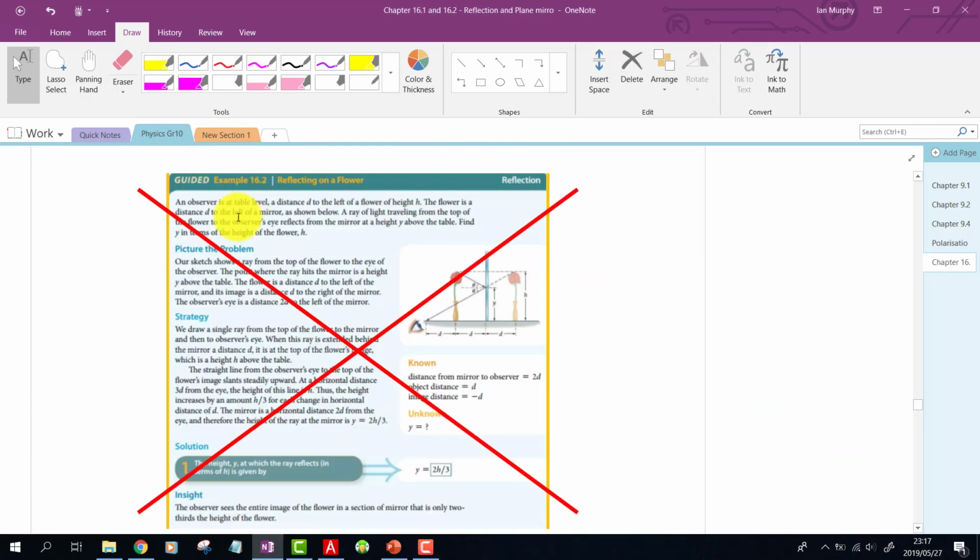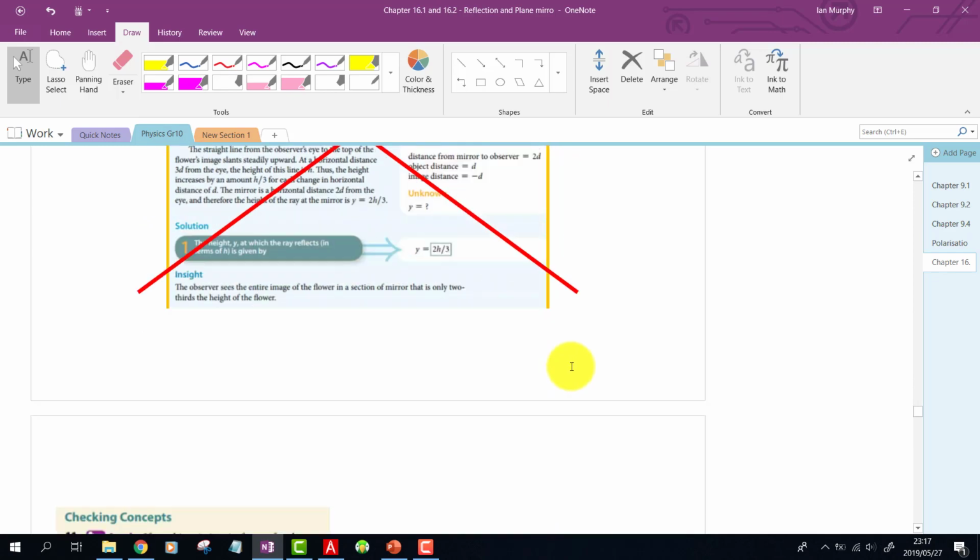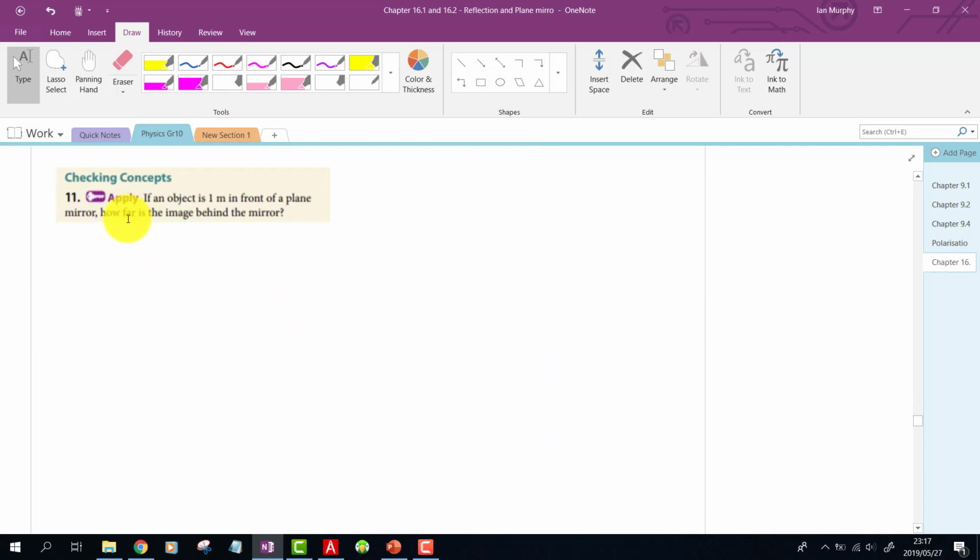Okay, so the next one, guided example 16.2, reflecting on a flower. You'll see that this is in the PowerPoint on Seesaw, but we won't ask you any question like this, so that's why I drew a large X through it. No need to study this. Okay, so next, let's just zoom in here.